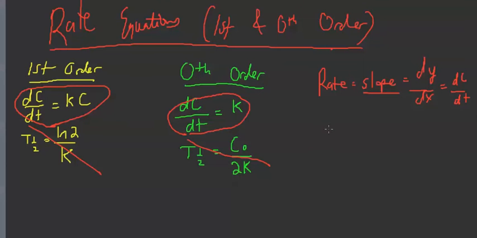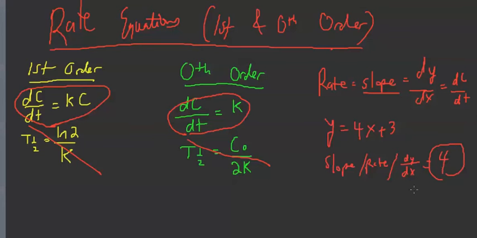Okay, so let's say we're given an equation. I'll just make up a random one. y equals 4x plus 3. So we know the slope, right? The slope of this equation, that's easy. The slope, or the rate, or dy over dx, it can be expressed multiple ways, is 4, right? What if we're only given 4 and we're not given the actual equation of the line?